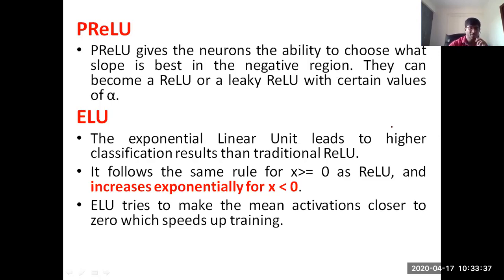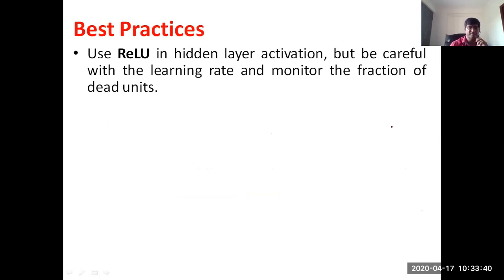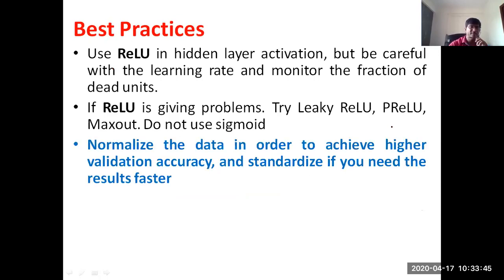Now, ELU also tries to make the mean derivatives closer to 0, which would definitely increase the speed of the training. If we talk about some of the best practices, that is, what combination of functions are more used as activation functions, then ReLU is often used in the hidden layer, as I've already told. But we have to be careful with the learning rate, because the learning rate needs to be monitored so that the training does not saturate in a lesser number of iterations. Right? So we have to ensure that we give enough opportunity to the network to learn, so that convergence is not achieved in a very quick time.